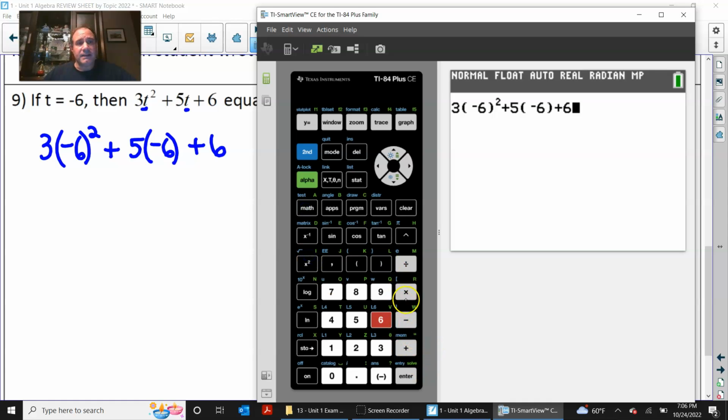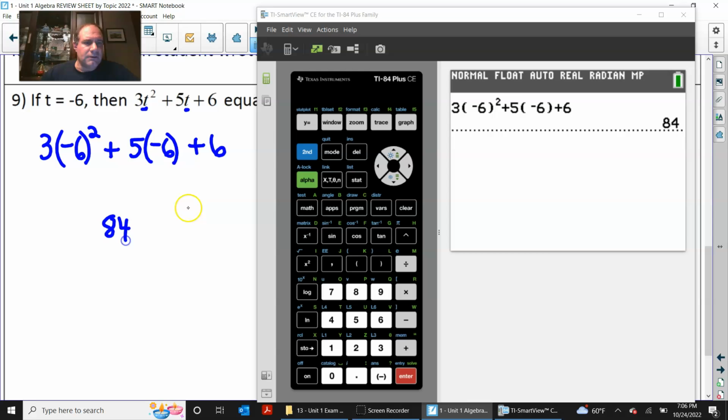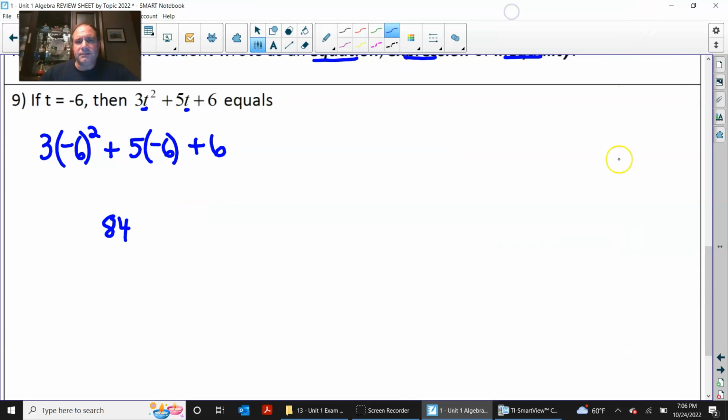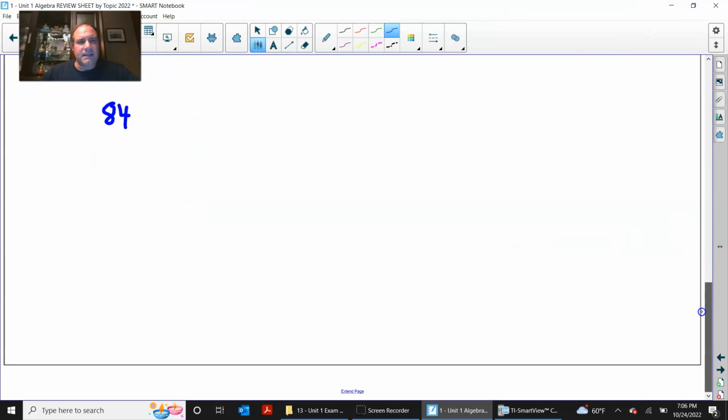Now, did I do anything different? It looks exactly like what I have written down here. It's on my screen. I press enter. It is 84. I'm going to write that down. And that is my answer, 84.